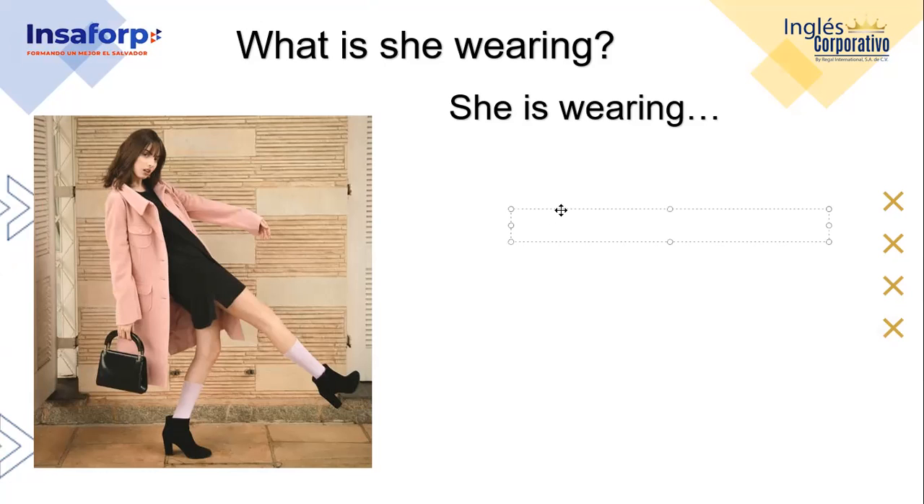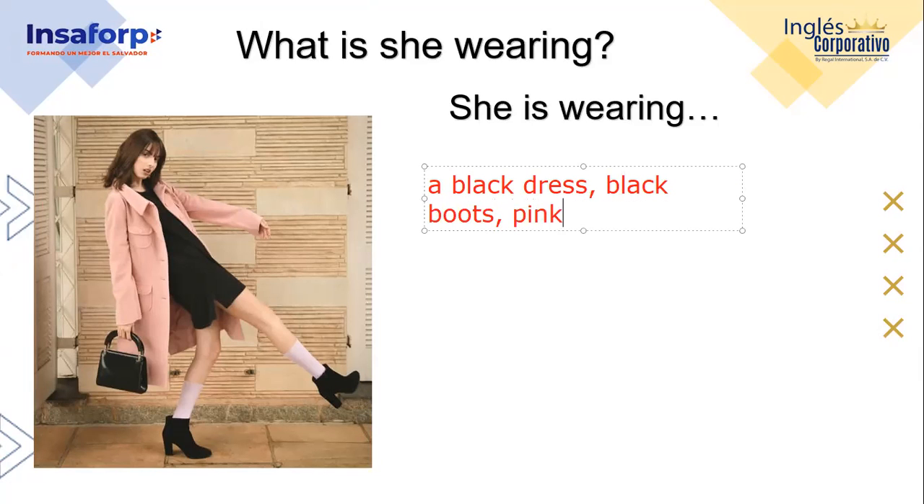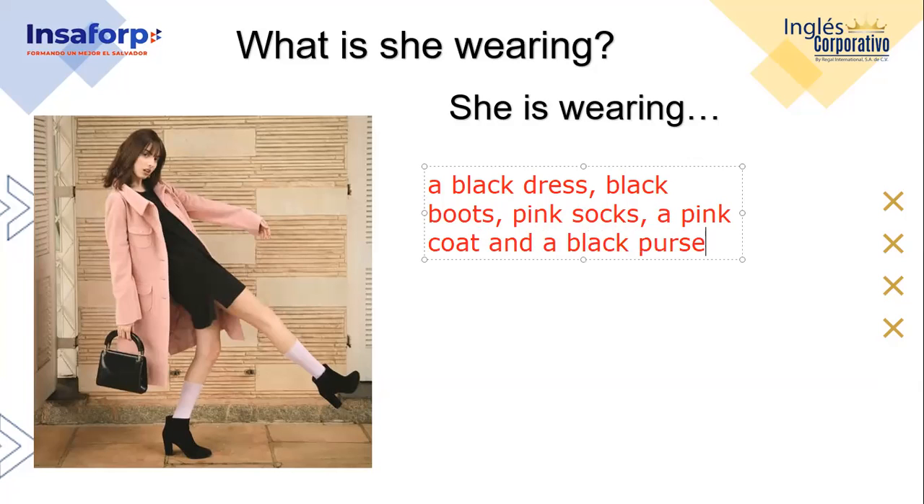Black dress. Okay, she's wearing a black dress. Tell me, what more is she wearing? Black boots. Okay, black boots. Pink socks. Pink jacket. No sé si es chaqueta o. A pink coat. Es como un abrigo. A pink coat. And a black purse. Okay, excellent. Un bolso de color negro. So she's wearing a black dress, black boots, pink socks, a pink coat, and a black purse. Excellent. Thank you. Let's see the next guy.